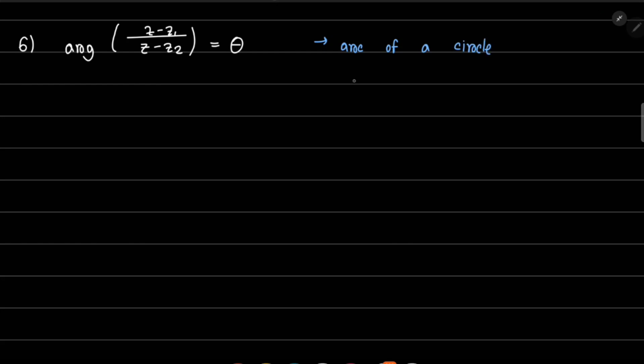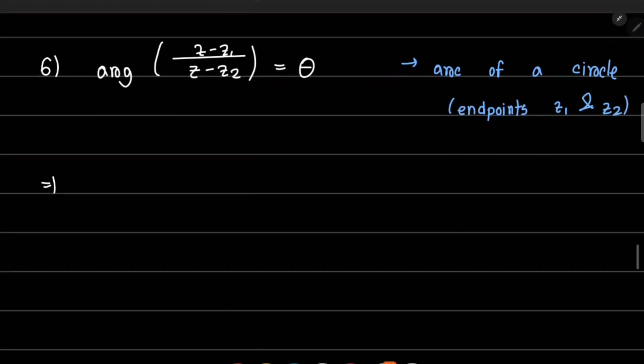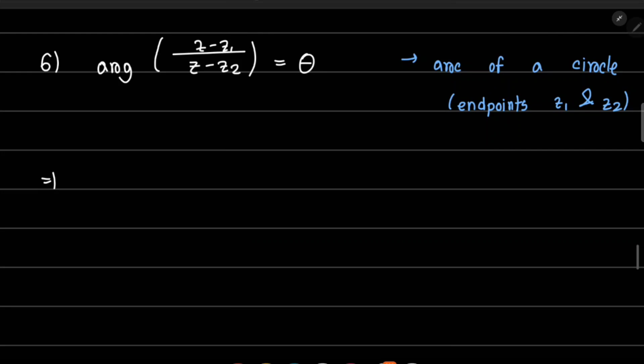And the endpoints are z1 and z2. Now let's see why that's the case. Argument of (z minus z1) divided by (z minus z2) can also be written in this form: argument of (z minus z1) minus argument of (z minus z2). This will be theta.